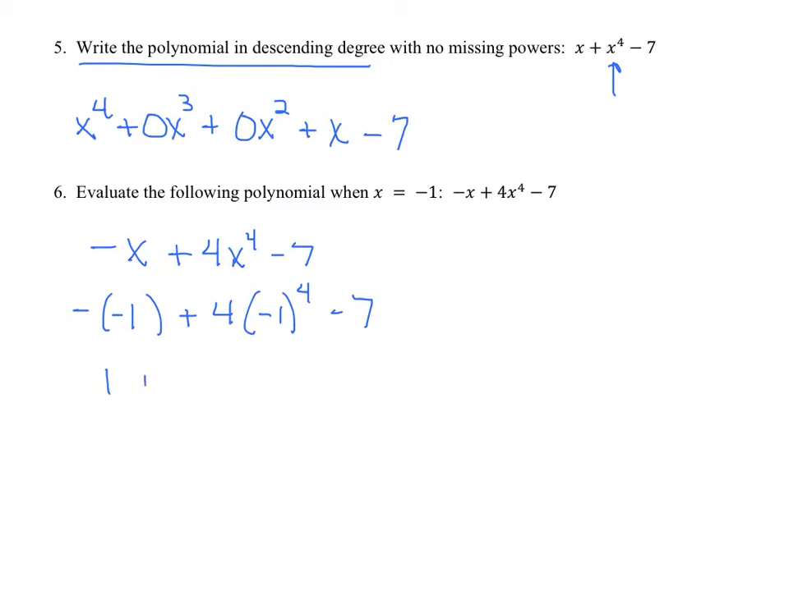Negative 1 to the 4th is 1, because negative 1 times negative 1 is 1, times negative 1 is negative 1, times negative 1 is positive 1. 1 plus 4, take away 7. Left to right, 5 take away 7 is a negative 2. On to the next.